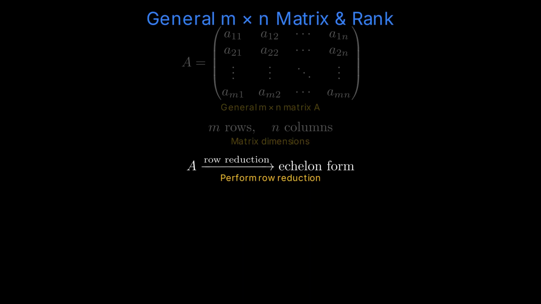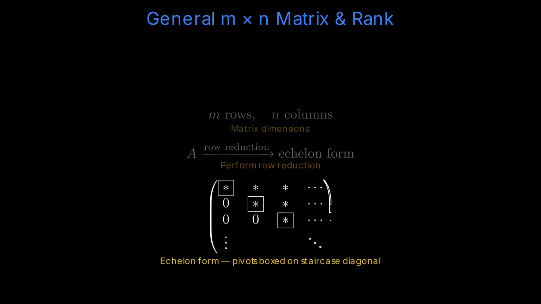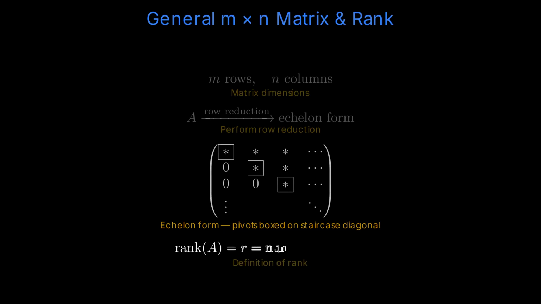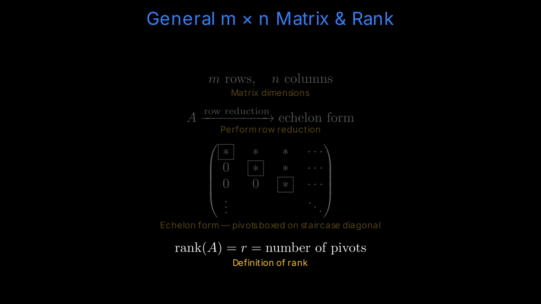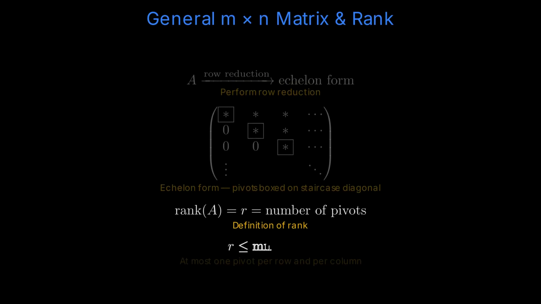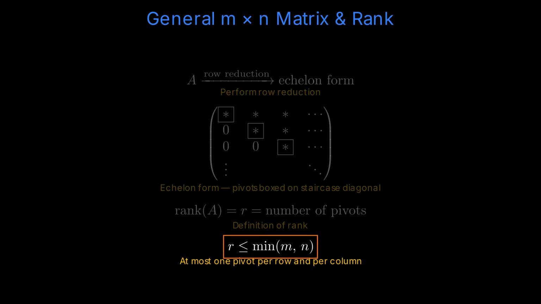Now, perform row reduction on this matrix. The number of pivots you obtain is called the rank, which we denote by r. The rank always satisfies an important inequality: r is at most the minimum of m and n. This makes sense because you can have at most one pivot per row and at most one pivot per column, so the number of pivots can never exceed either m or n.